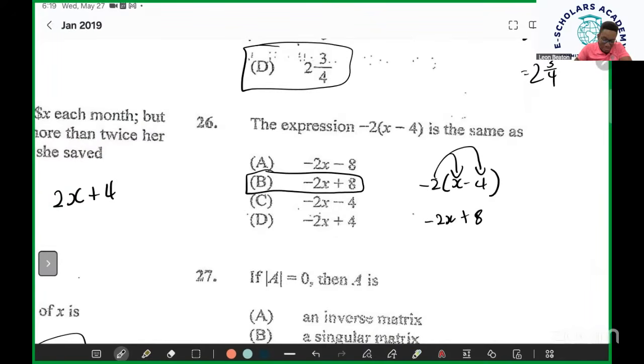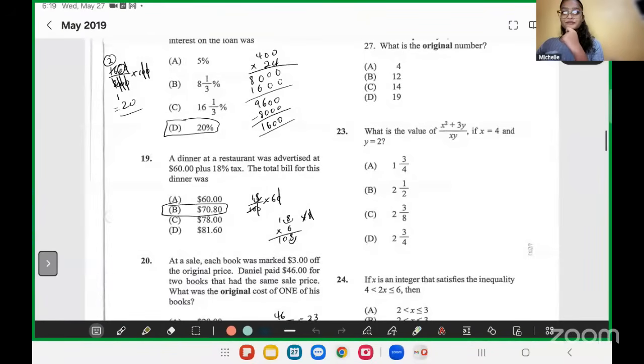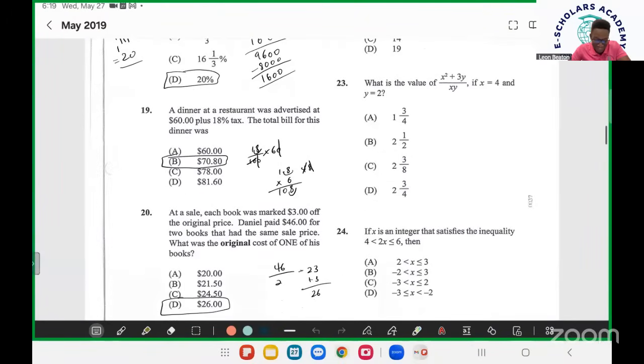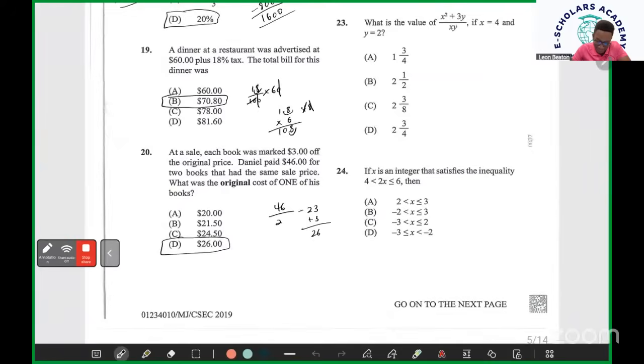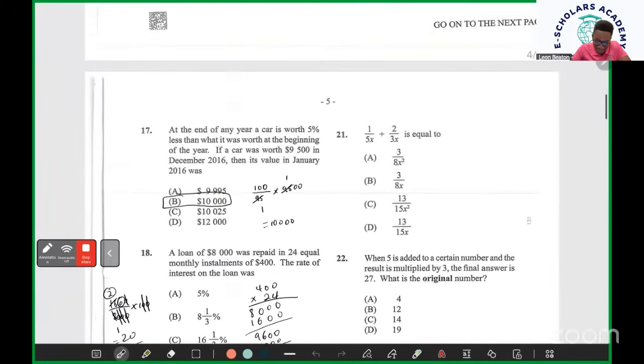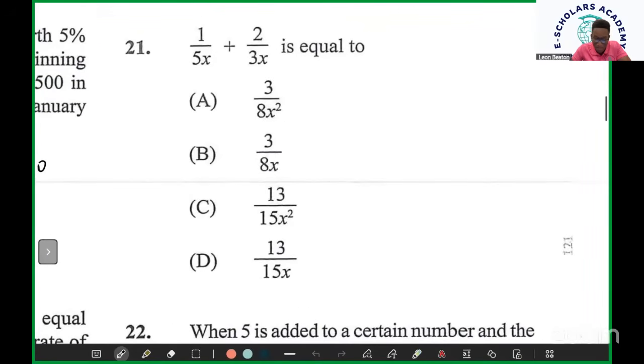So let me go back. So that was 2019 January. Now we're doing May 2019. Yeah, how did we start from 2026? And that was the one that was on the screen. That was a mistake. So let me see. So 2021. Actually, no.